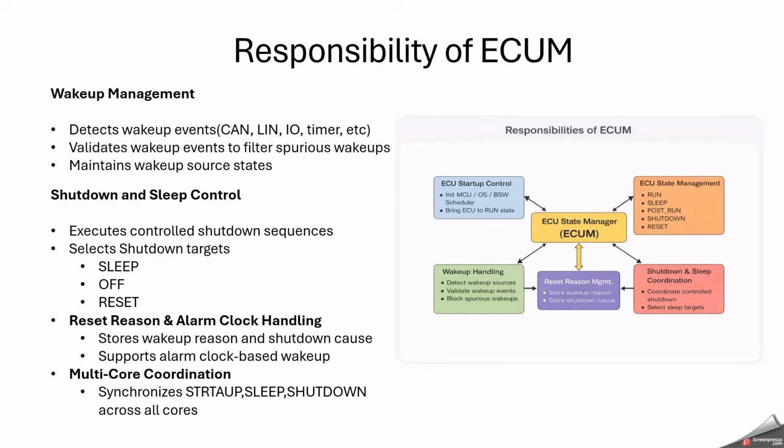Along with this, it will take control of shutdown and sleep. Especially ECUM will coordinate between shutdown and sleep. It will execute controlled shutdown, and it will select sleep or reset target. And this will ensure data is saved before sleep. Along with this, ECUM will store reset reason, wake up reason and shutdown cause. This particular information is useful for diagnostics and debugging. I hope you got an idea about the roles and responsibilities of ECUM. But always keep in mind that the responsibility of ECUM is the complete life cycle, the startup and shutdown.